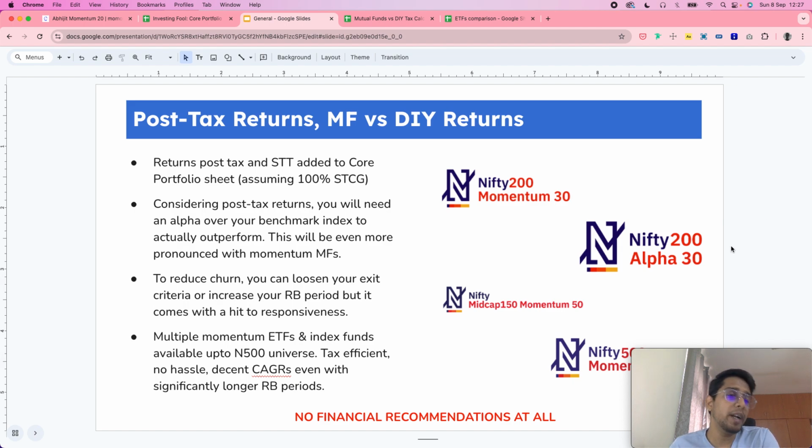Now, momentum index funds and ETFs definitely have multiple advantages of their own. Deferred taxation, as I said, so they are tax efficient. You do not have to put in any effort yourself. You just invest, by SIP or lump sum, whatever, and you can keep investing for decades and then pull out the money at the end and pay tax at that point of time. And these have shown decent CAGRs even with significantly longer rebalancing periods.